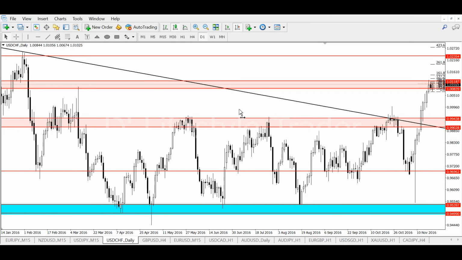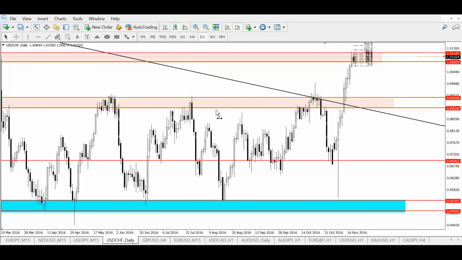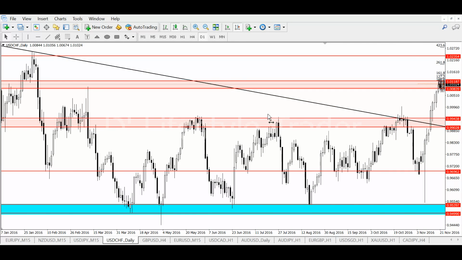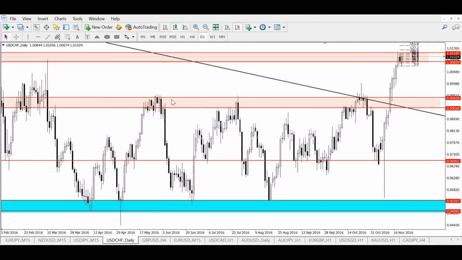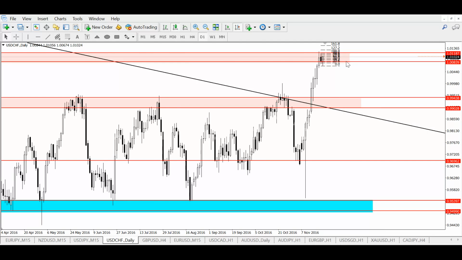Now, in the day one chart, right now the price is within one of my key resistance zones. As you can see, this is the zone. I take this as the resistance. This has the support and resistance level. This whole thing is a zone for me, and you can see that the price is kind of exhausted and consolidating within that resistance zone.